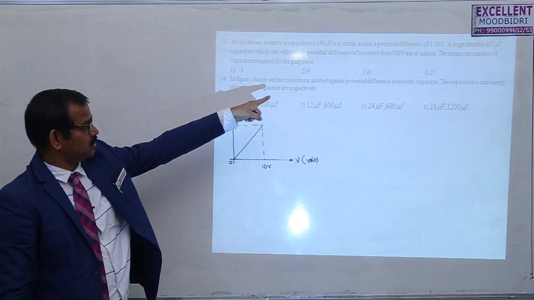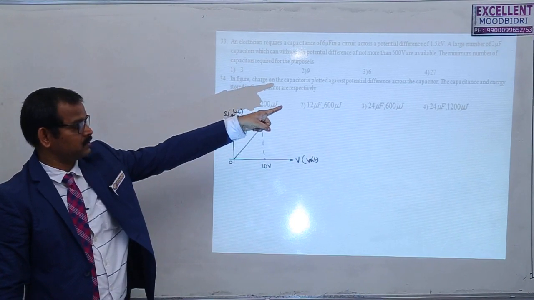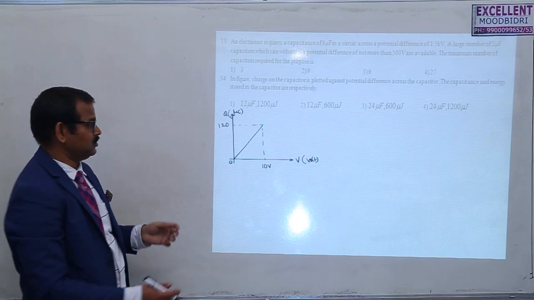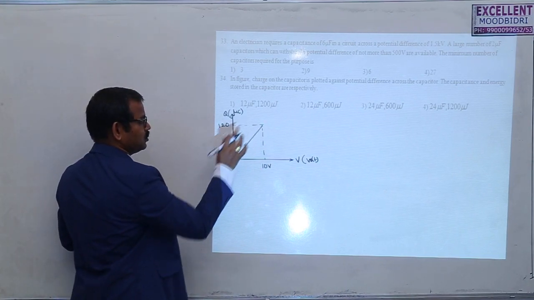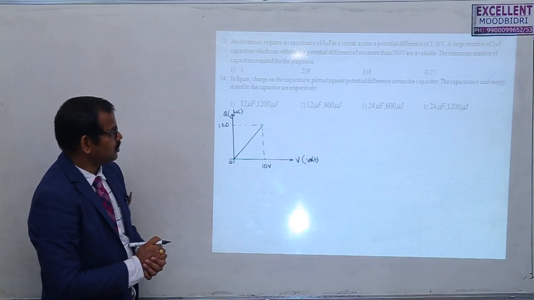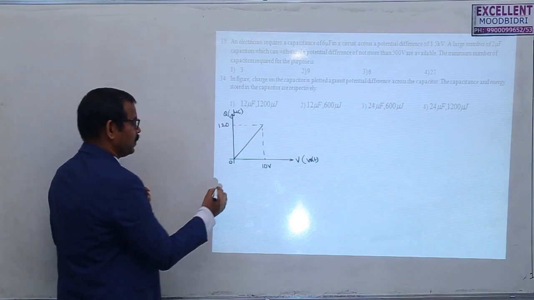In this figure, charge on the capacitor is plotted against the potential difference across the capacitor. We know that in a capacitor, whenever charge increases, potential increases, so these two are directly proportional to each other. Now find the capacitance and energy stored in the capacitor respectively.